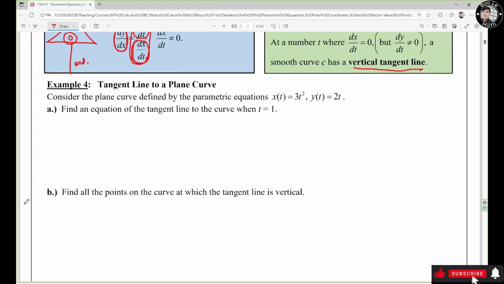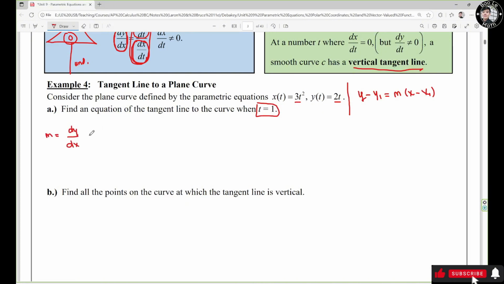Now let's take a look at example number 4. Consider the plane curve defined by the parametric equations x of t equals 3t squared and y of t equals 2t. Find an equation of the tangent line to the curve when t equals 1. You need to use the point-slope form, y minus y1 equals m times x minus x1. You need to find the slope first.